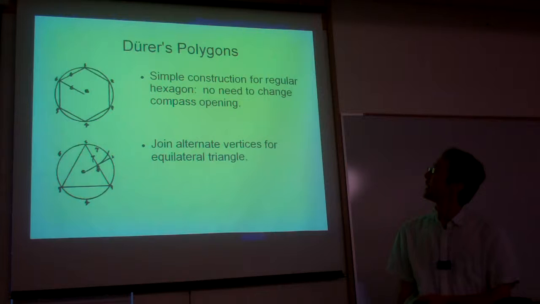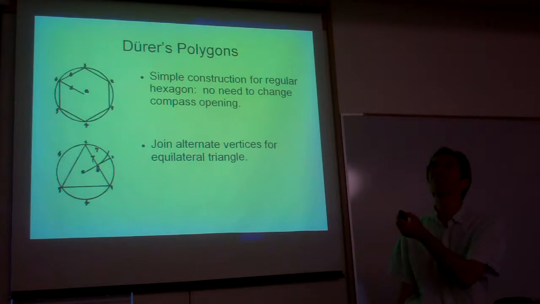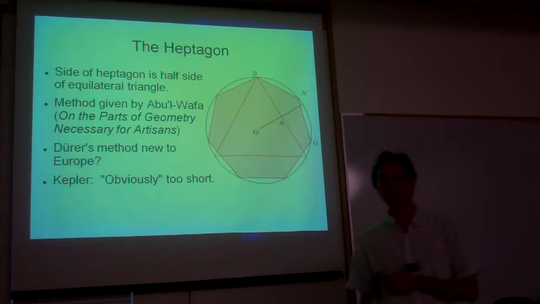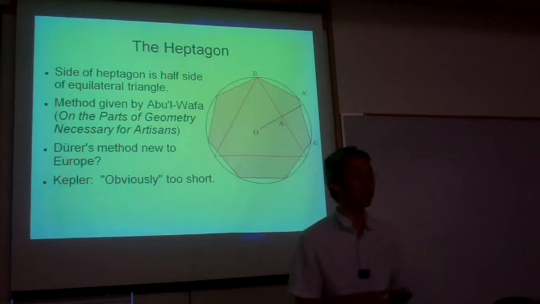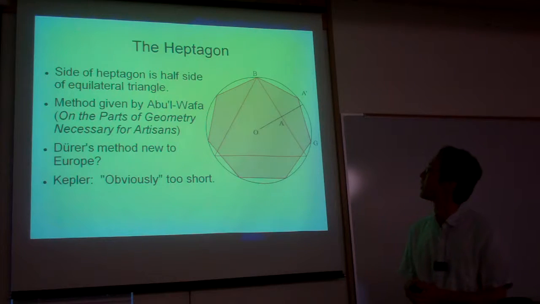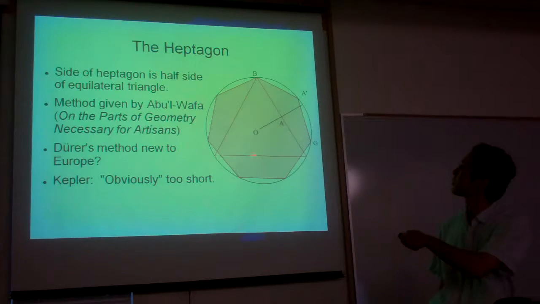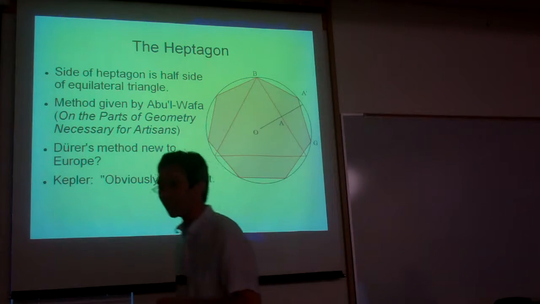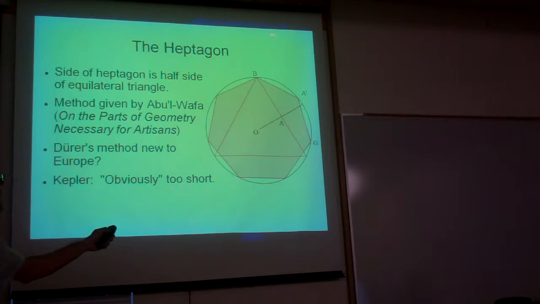What's interesting is that Dürer then goes on to some constructions that are not standard. And the most important one is an approximate construction for the heptagon. Dürer gives the following construction: take the equilateral triangle in a circle, take half the side of the equilateral triangle, and I can use this half side as one side of a heptagon that's inscribed in a circle.